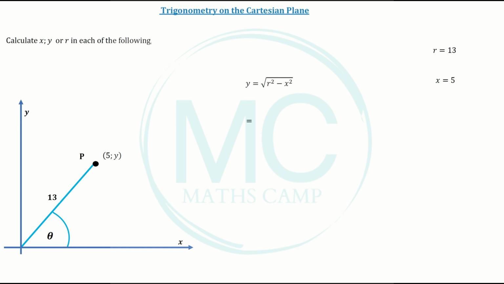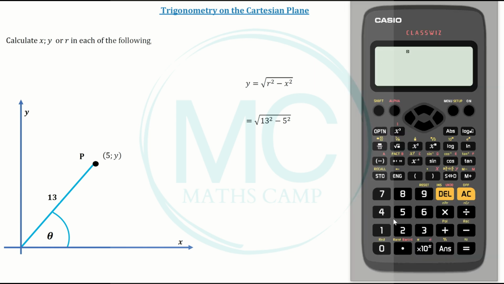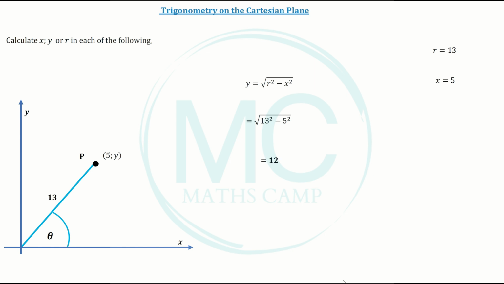R is 13, so we can say 13 squared minus the value of x, which is 5, squared, all under a square root. Now we can take our calculator and we say 13 squared minus 5 squared is equal to, let's square root our answer, and we get a value of 12. So in this case, y is equal to 12.